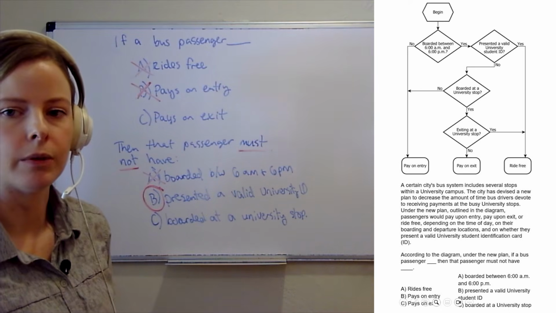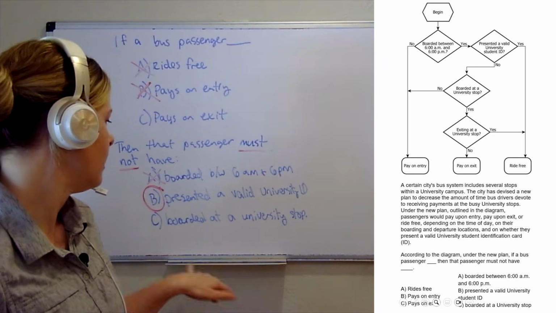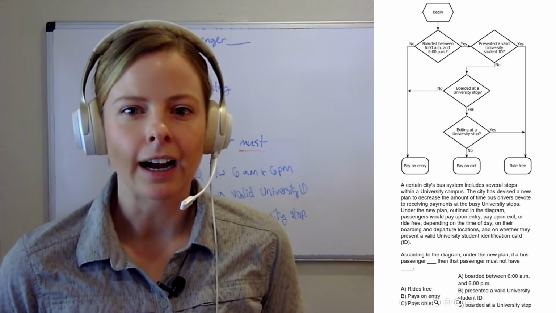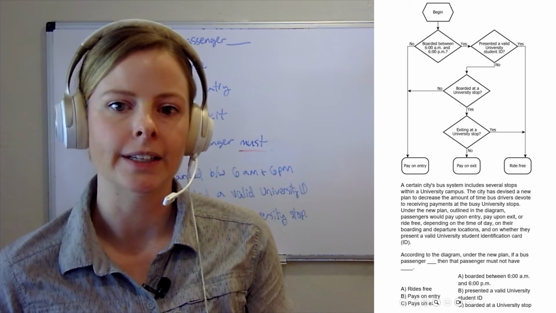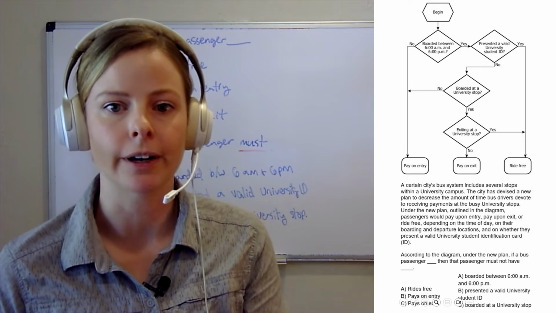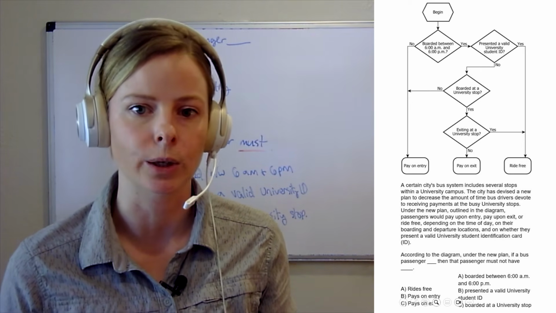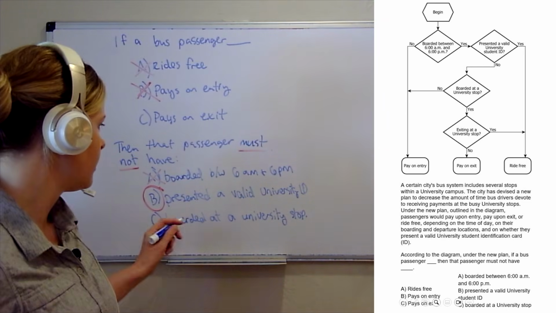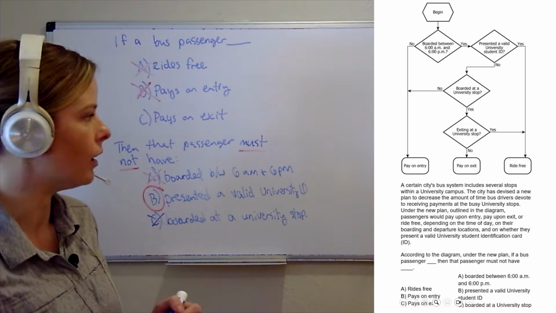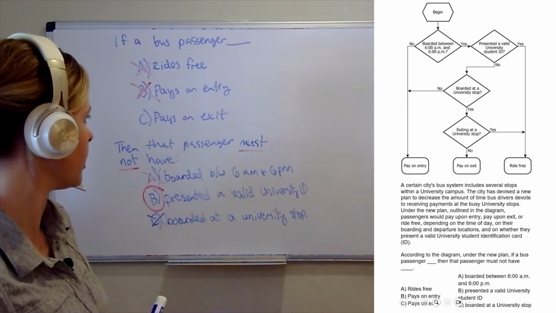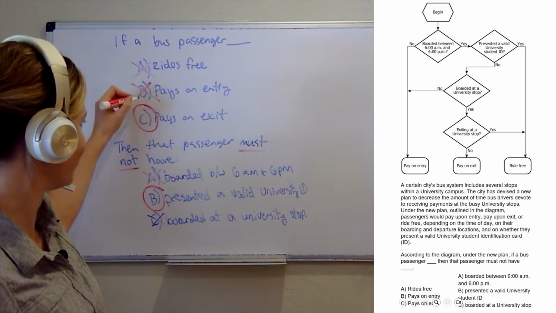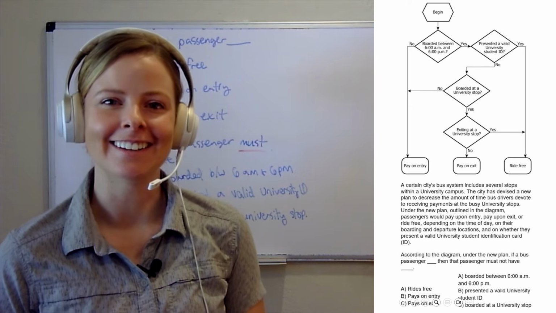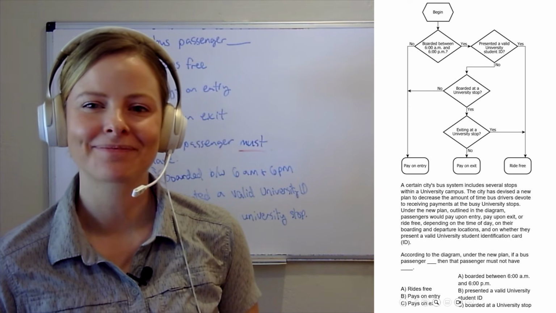And if you just want to make sure, is it that the passenger must not have boarded at a university bus stop? Well, again, the only pathway says that you have to answer yes to that question, right? So you actually do have to board at a university bus stop in order to end up into the pay on exit bucket. So C is out, and what we get here is that you must answer C for your first blank and B for your second blank. And that is the correct answer to this question.